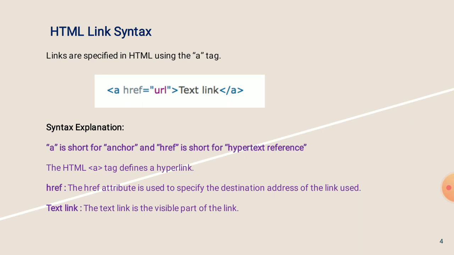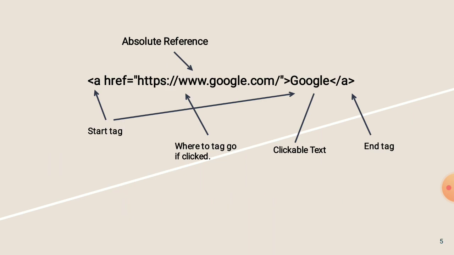This is another example. We have a single syntax: a href, then https://www.google.com, with the text Google. This is the address part. So a is the start tag, then google.com is where to go when clicked. Then Google is the clickable text. Then the a tag is closed; this is the end tag. The complete URL is an absolute reference.